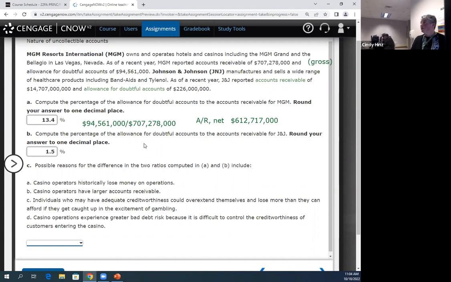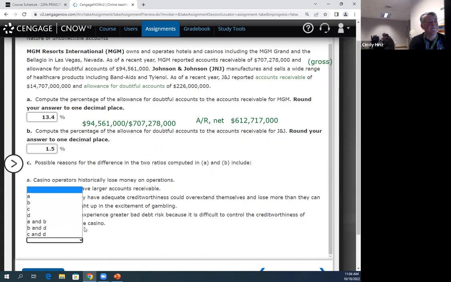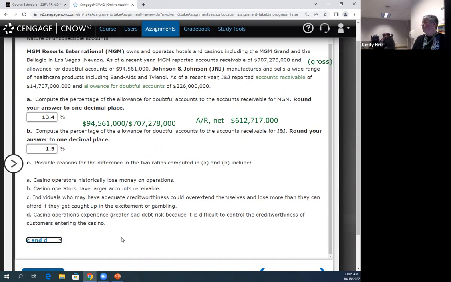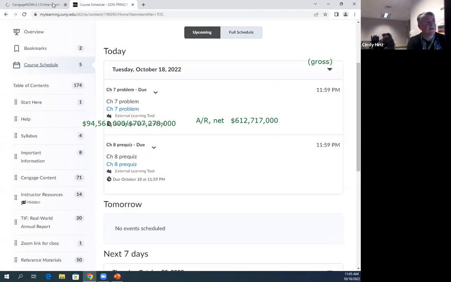Letter B, casino operators have larger accounts receivable. Is that true based on the information we have here? No, their receivables are much smaller, dollar for dollar, in absolute terms. How about letter C? Individuals who may have adequate creditworthiness could overextend themselves and lose more than they can afford if they get caught up in the excitement of gambling. Do we think that's probably true? Could be. How about D? Casino operators experience greater bad debt risk because it is difficult to control the creditworthiness of customers entering the casino. Do we think that one's true? Yeah. So probably C and D are true.